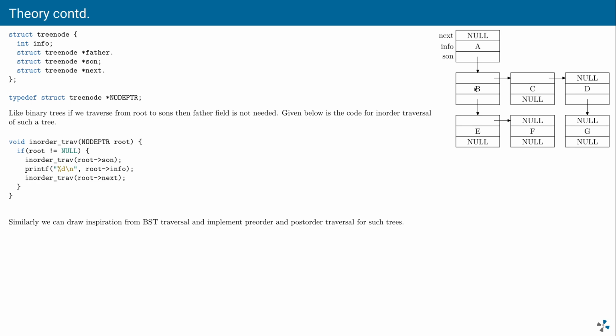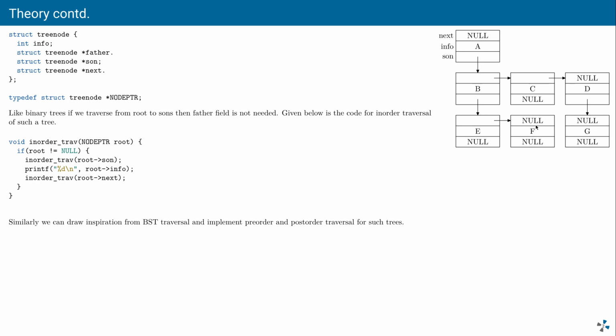Okay, so we go to B. B is not null, so we go to its son. So we go to E. Now we go to E's son. It is null, so we come back to E and then we print the info. So E will be printed and then we move on to next, F.